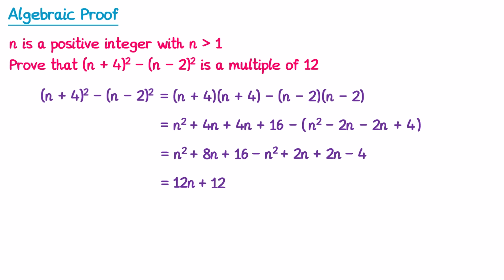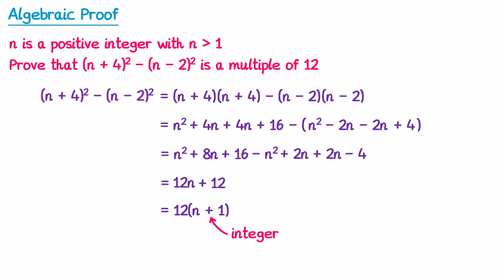To do this properly, you now need to factorize this expression. So we're going to factorize out a 12. So it'll be 12 lots of n plus 1, since when you expand 12(n plus 1), you get 12n plus 12. Now we know in this question that n is an integer, so this part here, n plus 1, must also be an integer. Therefore we've got 12 multiplied by some integer, which we know must be a multiple of 12.